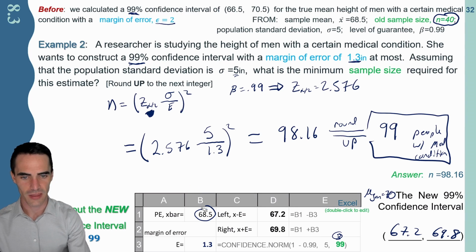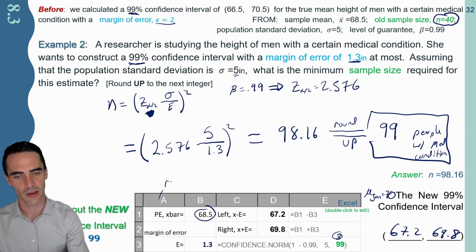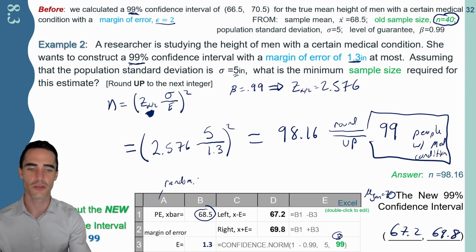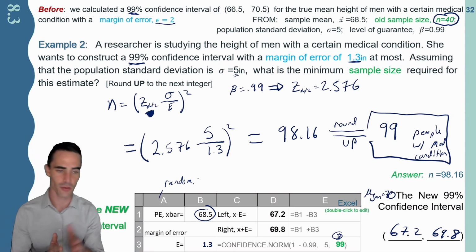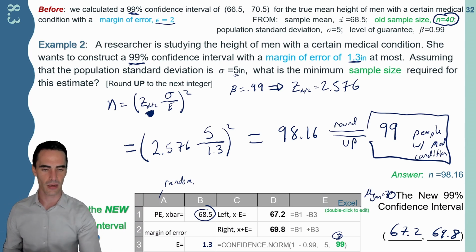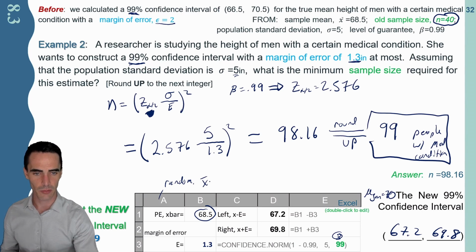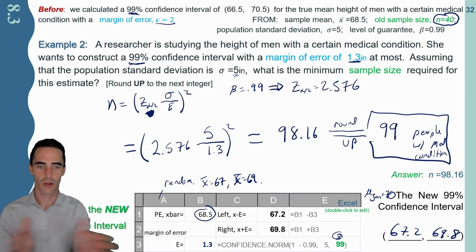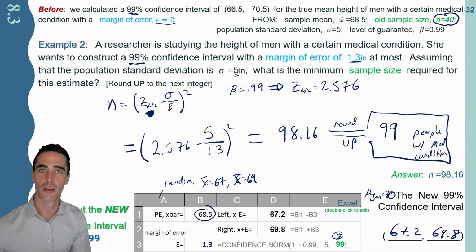But as we know, this sample mean is a random variable. It's completely random, right? It depends on who you talk to, what data you're averaging out. So if I do talk to a fresh 90 people, well, who knows? I might get a smaller number. I could get a sample mean of 67. I could get a sample mean of 69. The sample mean could be random.